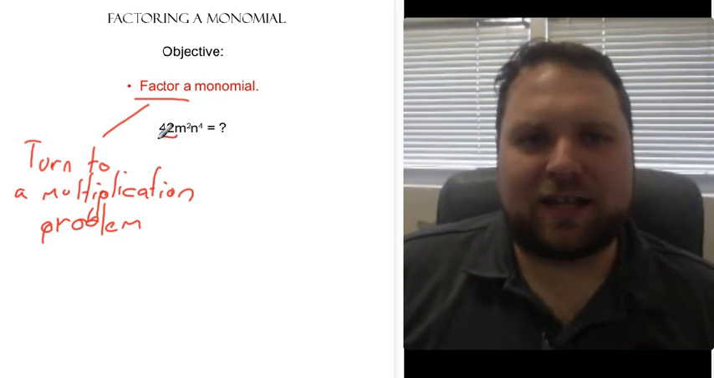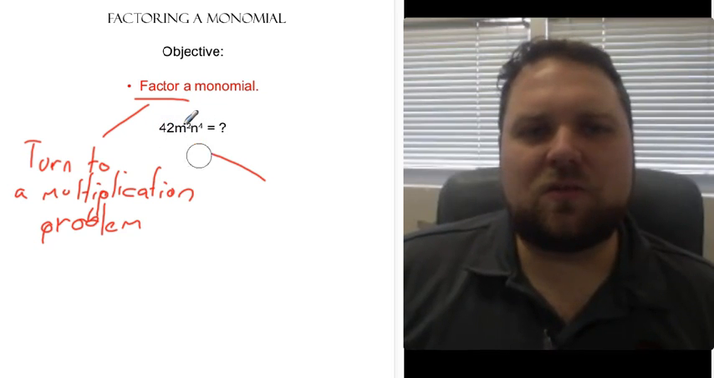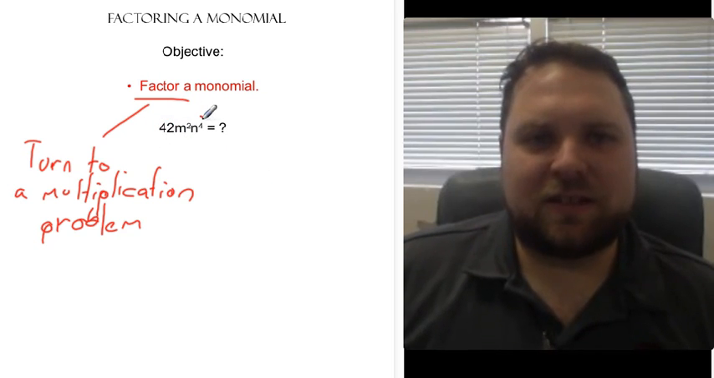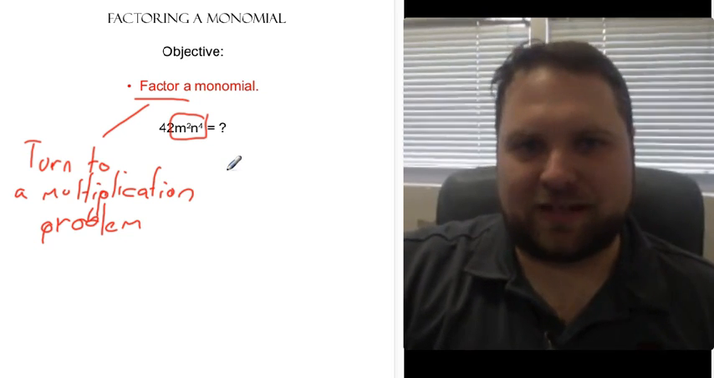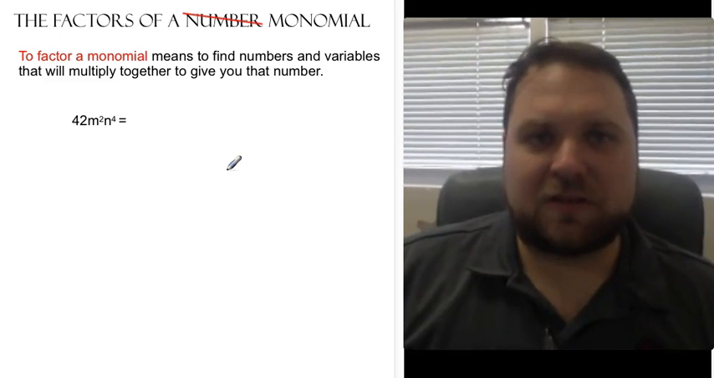So we already know how to turn 42 into a multiplication problem. We just get the prime factorization of 42. So really, this whole question boils down to, how do I take m squared n to the fourth and turn that into a multiplication problem that is as simple as possible? So here we go. Here's what we do.